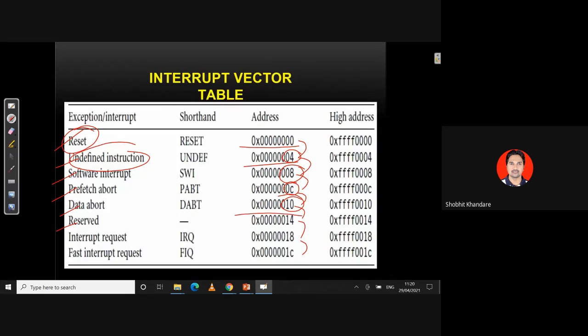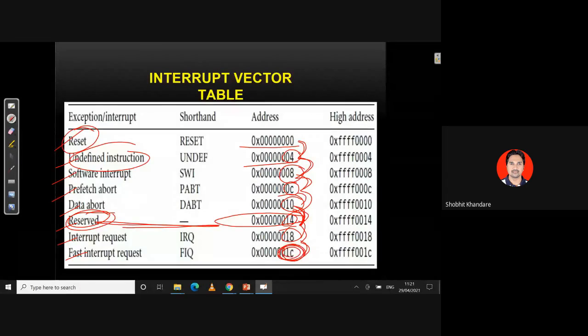This reserved one was not there earlier, but you can remember this. Why do you have to remember this? Because there is a difference of 4 bytes. We had not seen the reserved one; we went directly from 10 to 18, so I had told you there is a difference of 8 bytes. But to understand, everywhere you will see a difference of 4 bytes. If you include this reserved one, then you will have 14, then IRQ is 18, and for FIQ you have 1C.